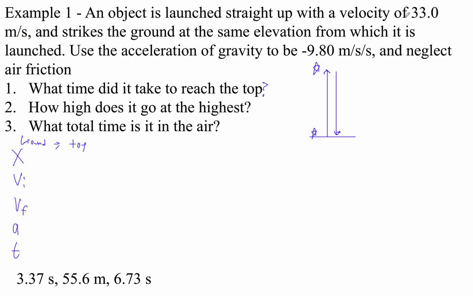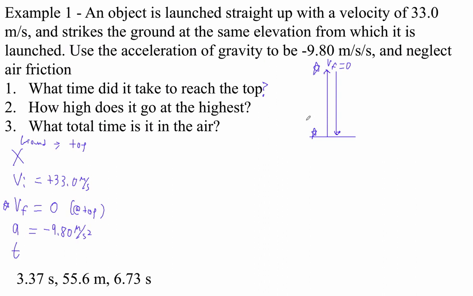My initial velocity is positive 33 meters per second, and my final velocity at the top is 0 because it's at the top. So this is power tip number 1: final velocity is 0 at the top. And my acceleration all the way up is negative 9.80. Remember, you can have an acceleration opposite the direction you're moving. It just means you're slowing down and stopping.